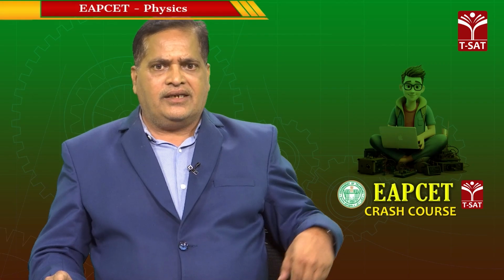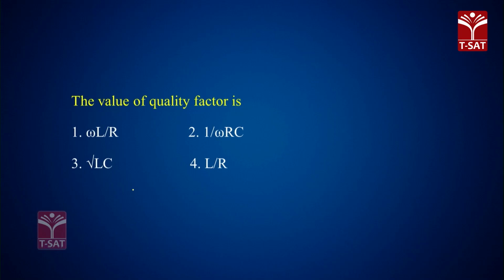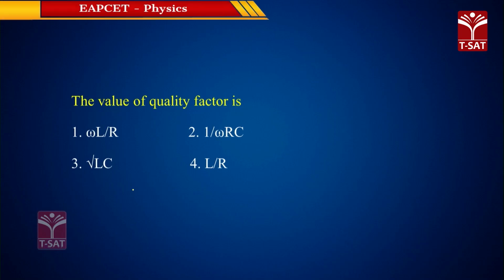Today we will discuss the next physics problems. The value of quality factor is: first option omega L by R, second option 1 by omega RC, third option root LC, fourth option L by R. Here the first option, omega L by R, is the correct option.